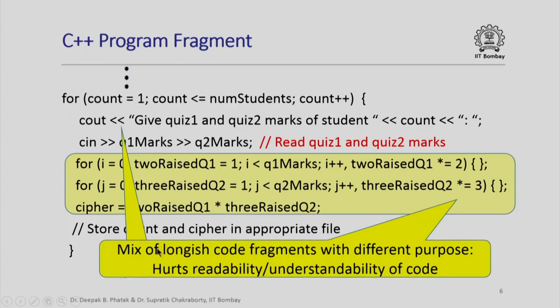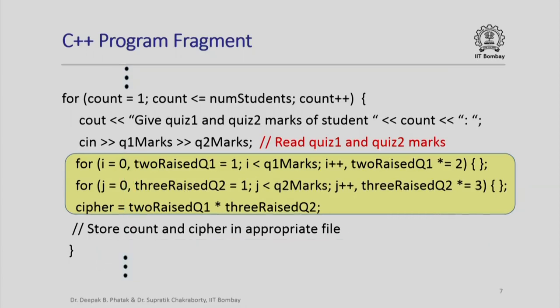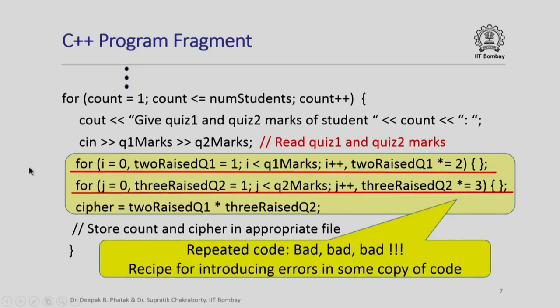Now when you mix code fragments with different purpose, it hurts the readability or understandability of the code, so we would like to avoid this. Well, there is also another problem here. If you look at these two for loops, they are basically repeated code with very small changes, and this is really bad. This is in fact a recipe for introducing errors in some copy of the code, so we would not like to have this repeated.